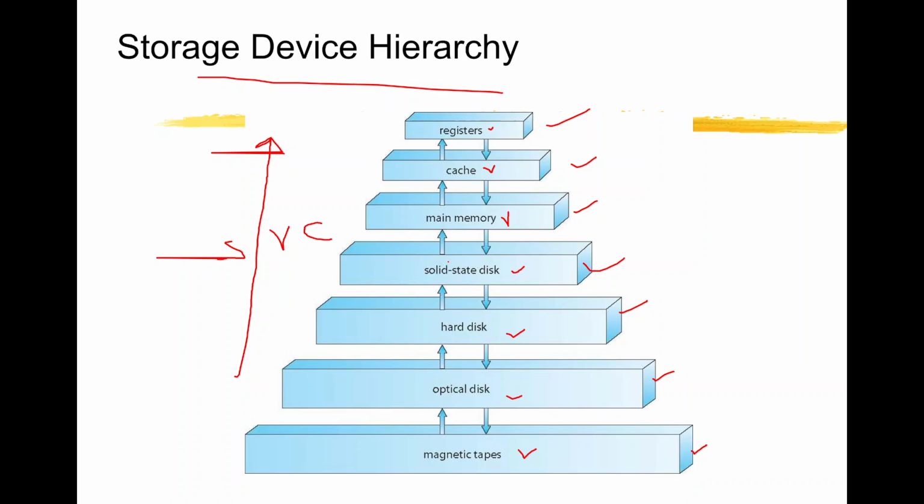Registers are more expensive, main memories are more expensive than hard disk, optical disk, and all that. So in terms of cost and speed, when we go higher, it becomes more expensive, less time for storing data, and also faster. But in terms of size, when we come down, it gets larger. So as we come down here, this gets larger.